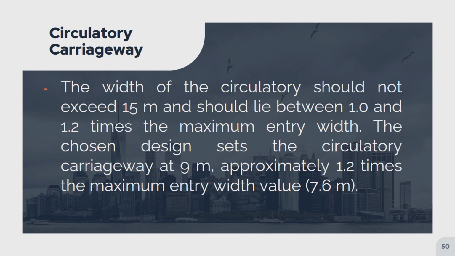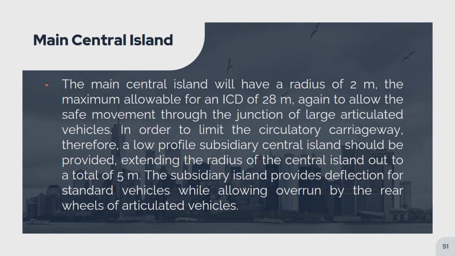Lastly is the main central island. The main central island will have a radius of 2 meters, the maximum allowable for an ICD of 28 meters, again to allow the safe movement through the junction of large articulated vehicles. In order to limit the circulatory carriageway, therefore, a low-profile subsidiary central island should be provided, extending the radius of the central island to a total of 5 meters. The subsidiary island provides deflection for standard vehicles while allowing overrun by the rear vehicles of articulated vehicles.